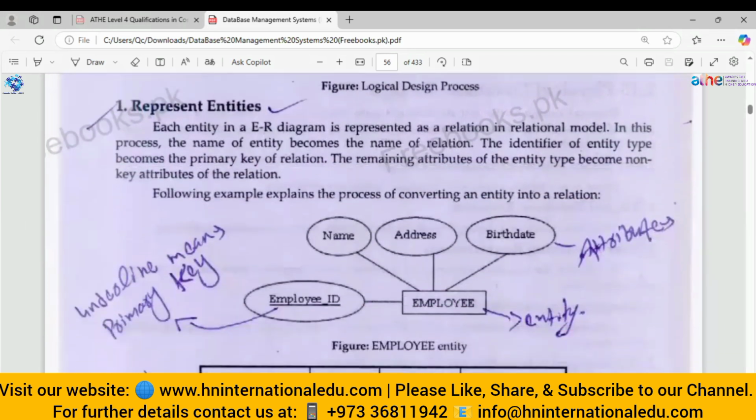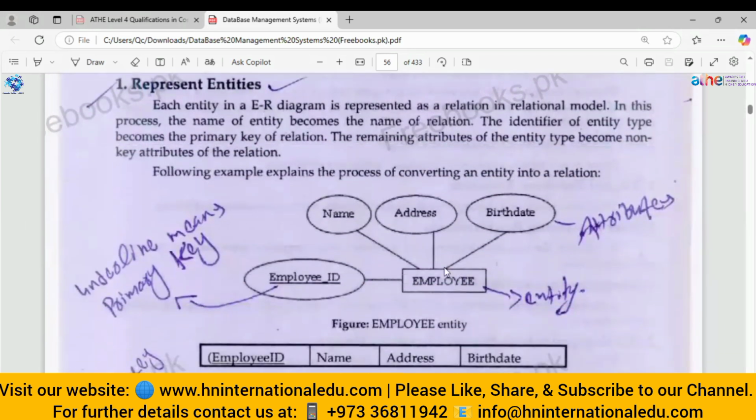this is a small ER diagram. Let's suppose we have an entity, employee. I told you what an entity is: an entity can be anything that has some attributes. So just like here, employee is an entity. An employee can have a birth date, address, name, and employee ID. So these are the attributes of the employee.